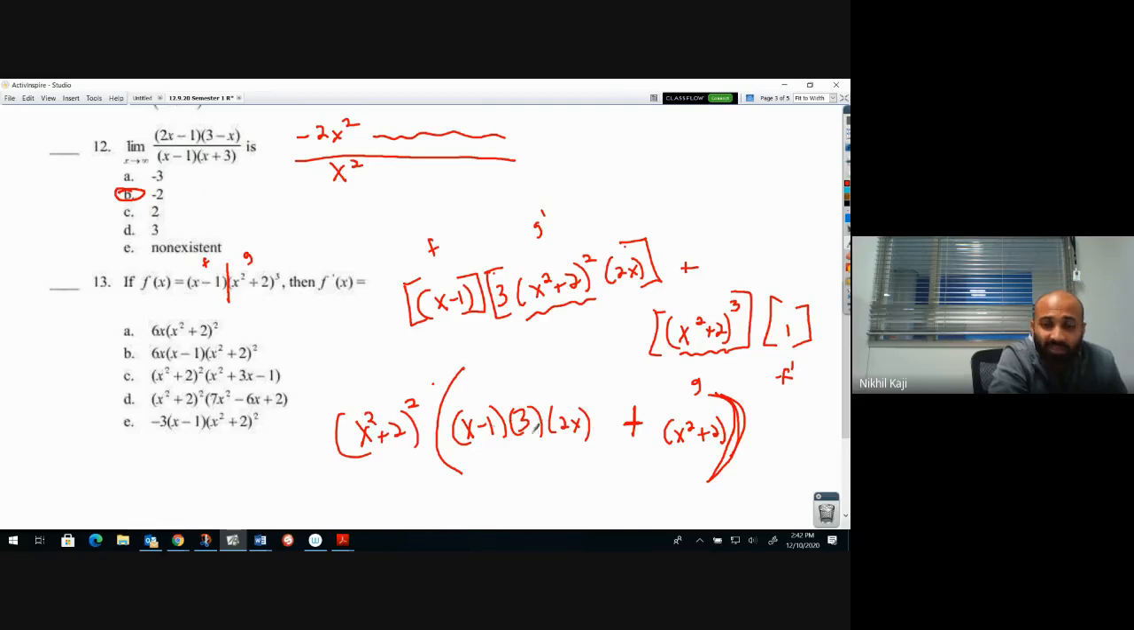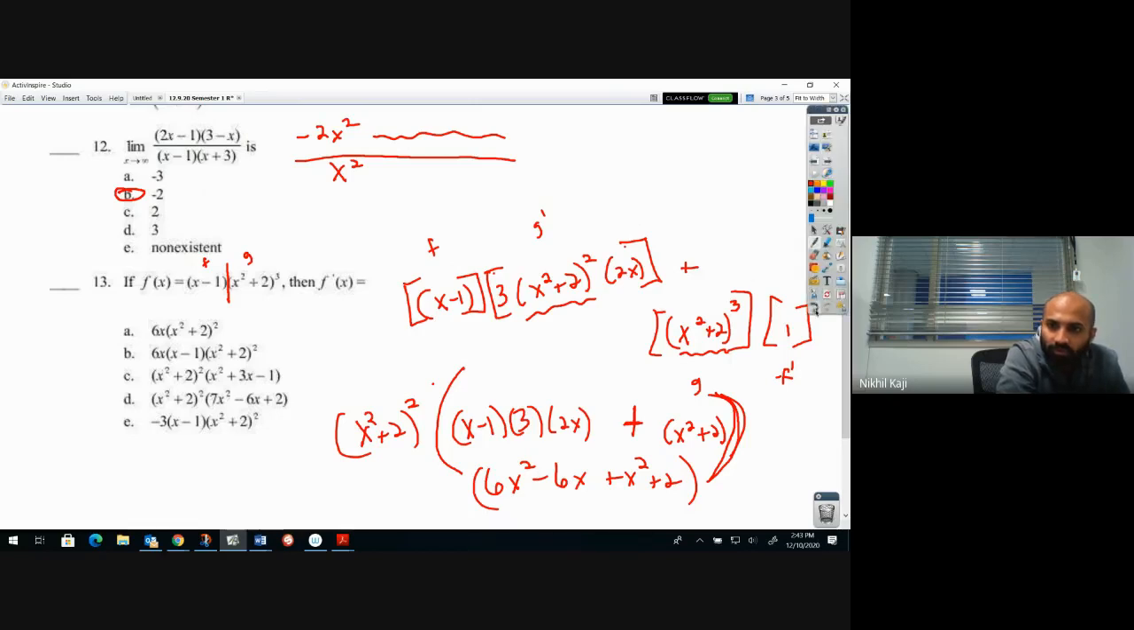Now we just have to clean this up a little bit and then we'll be done. This on the outside, we're good. Here, multiply this, ends up being 6x. Distribute that: 6x squared minus 6x plus x squared plus 2. So what does that simplify to? x squared and 6x squared, 7x squared minus 6x plus 2. So there I'm at.